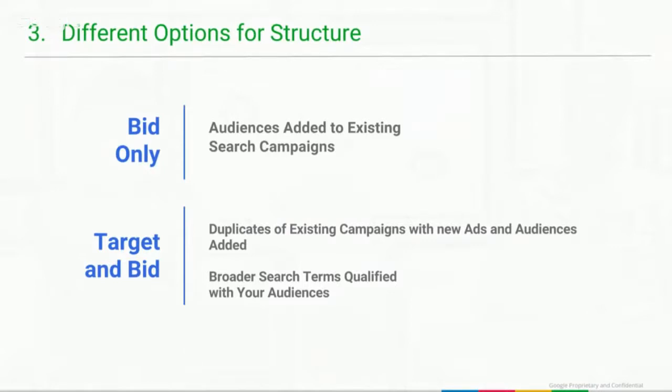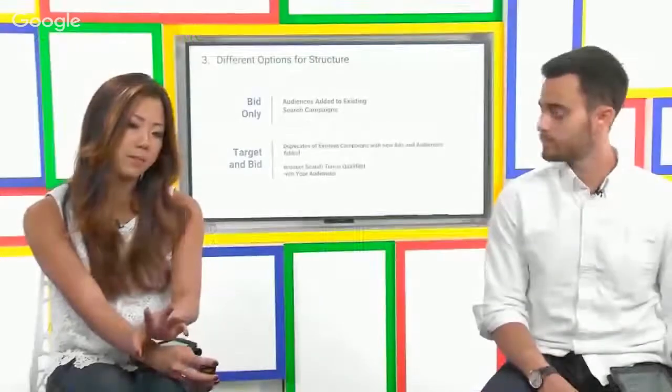The other thing that we can do is called target and bid. We have a couple options there. So the first is we can make duplicates of our existing campaigns with new ads and audiences, so different creatives for these remarketed people. Or we can just do a completely new campaign just for RLSA, where we have broader search terms for this pre-qualified traffic. Interesting. Okay. So there are these two campaign types.